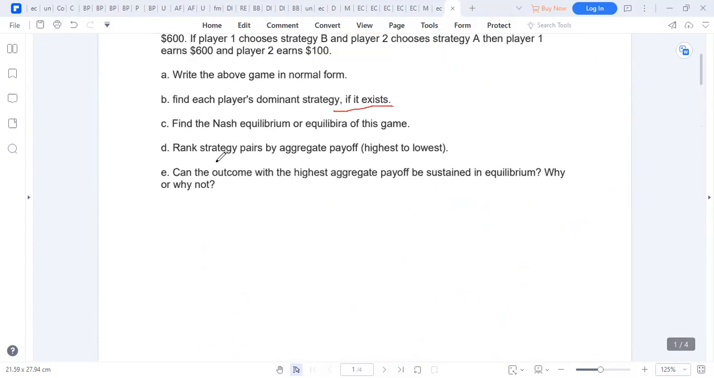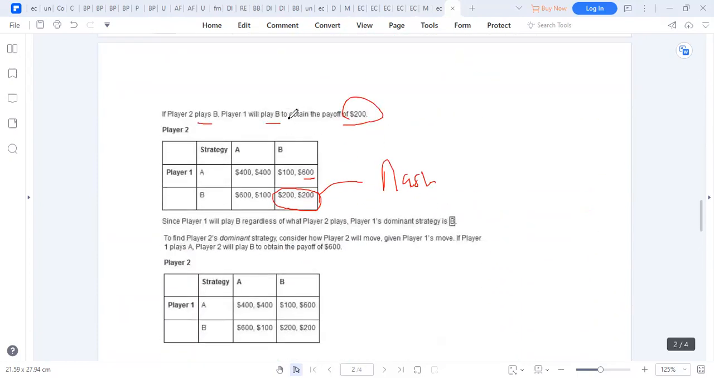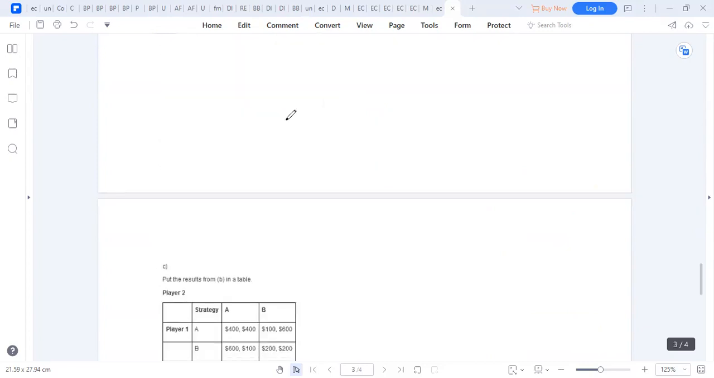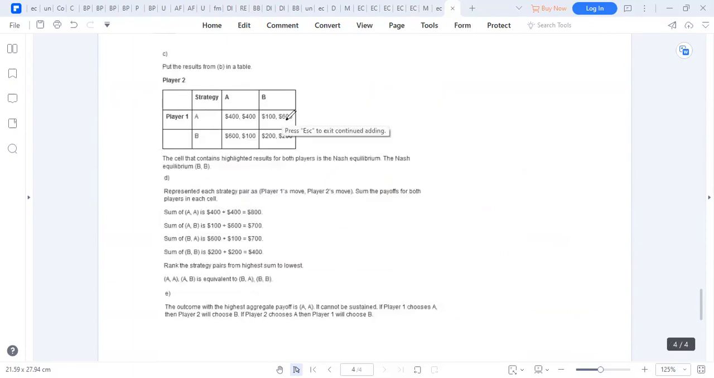Then rank the strategy that pays by aggregate highest to lowest. I think this is what I was trying to explain. From highest to lowest, so we're going to put them in strategies. So we're going to get the cells here. So cell AA is giving us what? 400 against 400. Add them, which is 800.